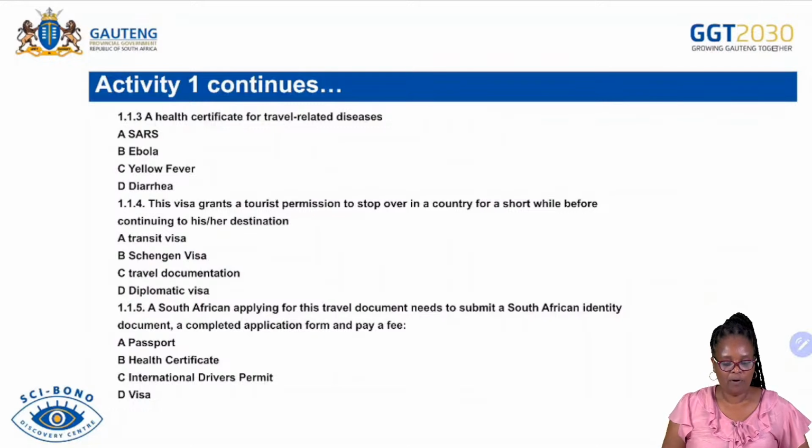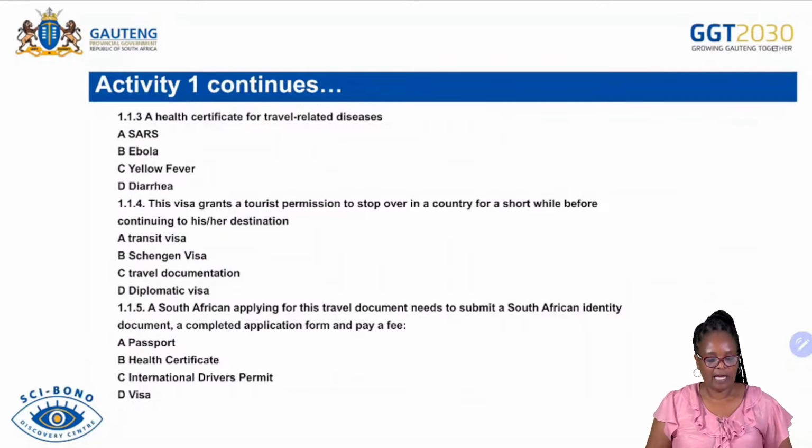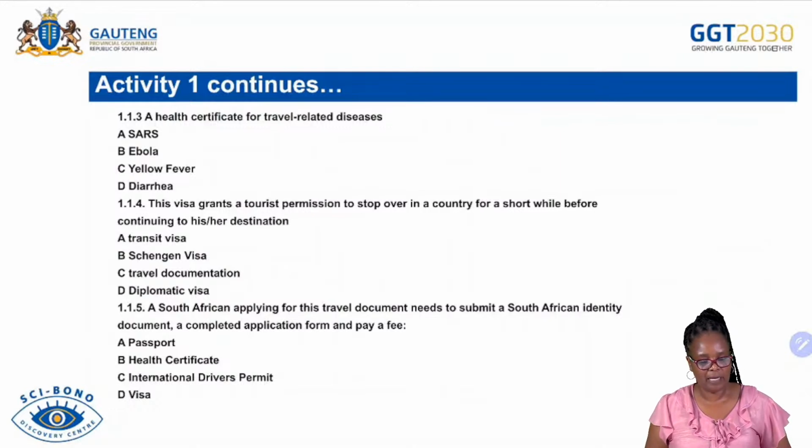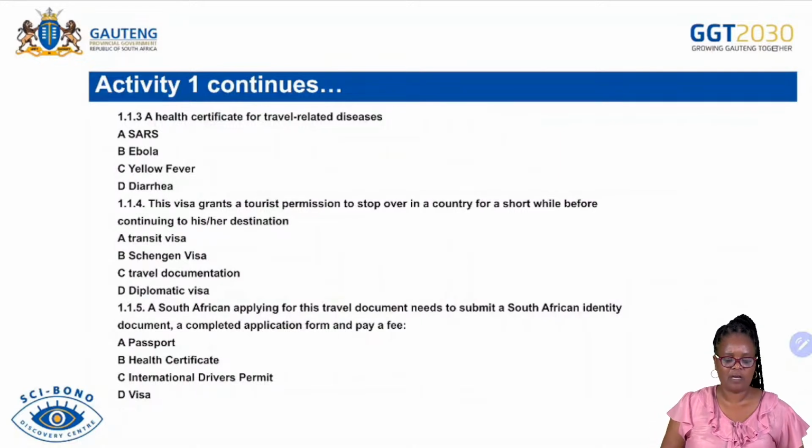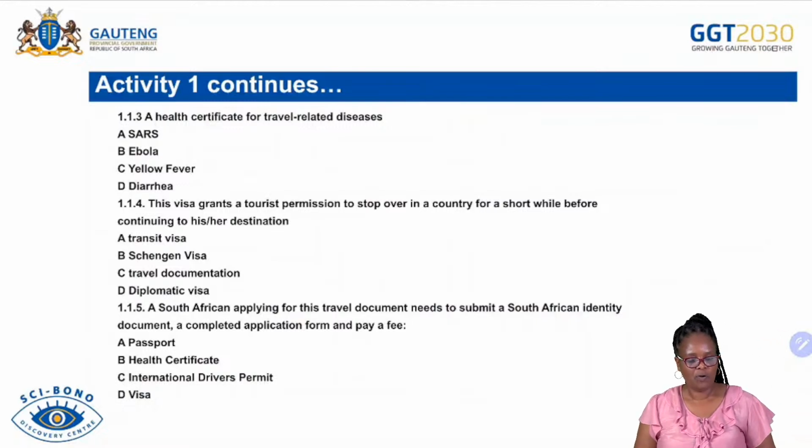Then 1.1.5, a South African applying for this travel document needs to submit a South African identity document, a completed application form, and pay a fee. We have A, passport, B, health certificate, C, international driver's permit, and D is a visa. So here is a passport. You need this for you to get a passport, which is number A.